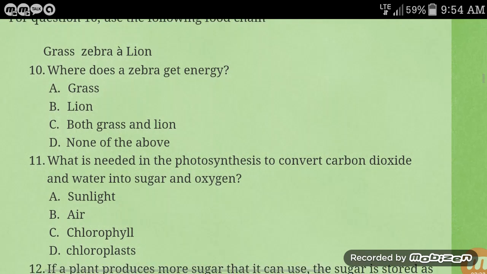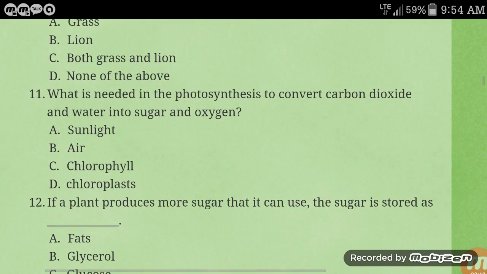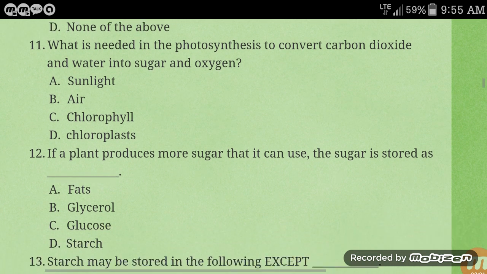And 11, what is needed in the photosynthesis to convert carbon dioxide and water into sugar and oxygen? It's sunlight, the chemical energy. Okay, sunlight. Chlorophyll, this is the green pigment which traps sunlight, of course. And chloroplast is the cell organelle wherein chlorophyll is found and wherein the photosynthesis is also taking place. Okay, so the answer here is letter A.